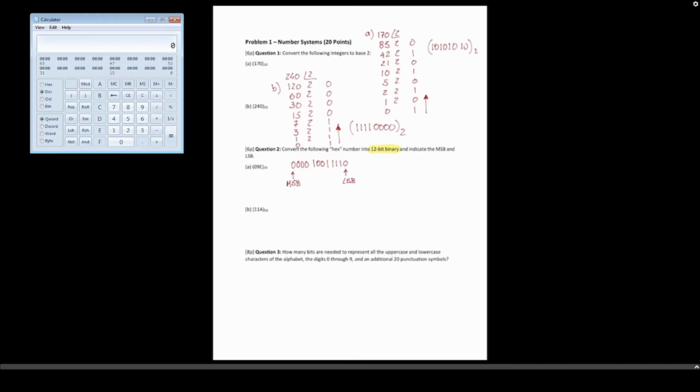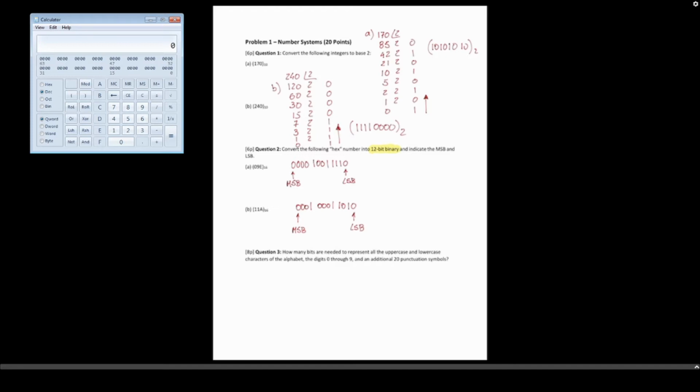And the same thing applies for 11A. So 1 is this, and A is 10, so it's 8 plus 2. So most significant bit and least significant bit. Perfect. Let's keep going. Question number 3.